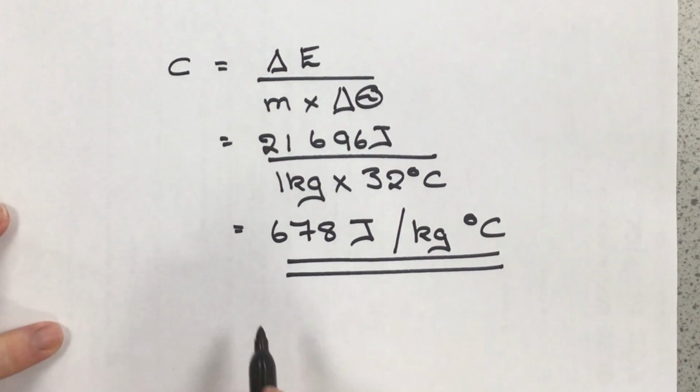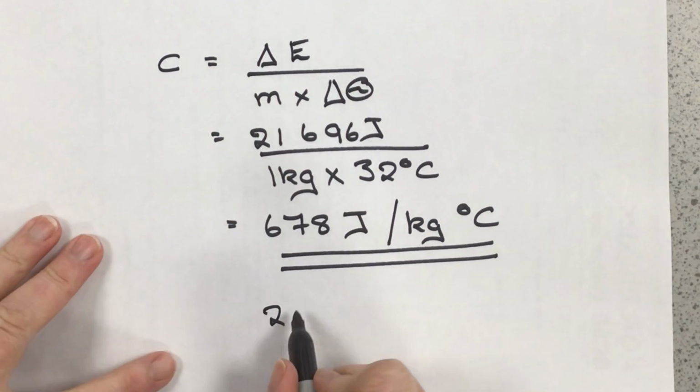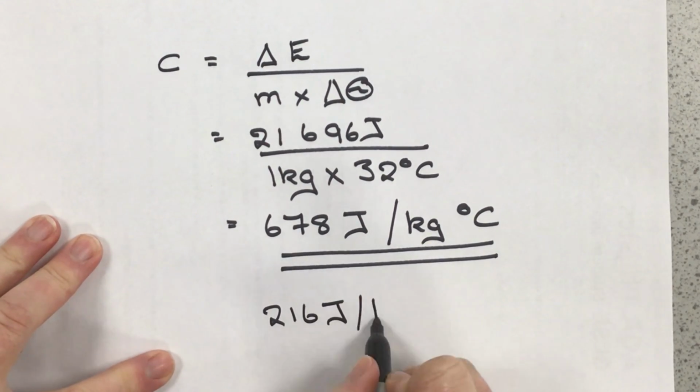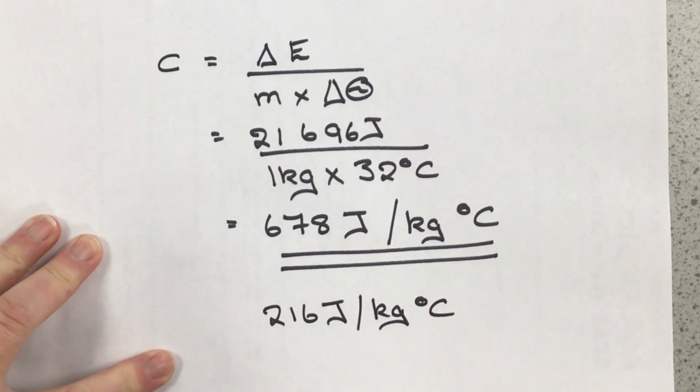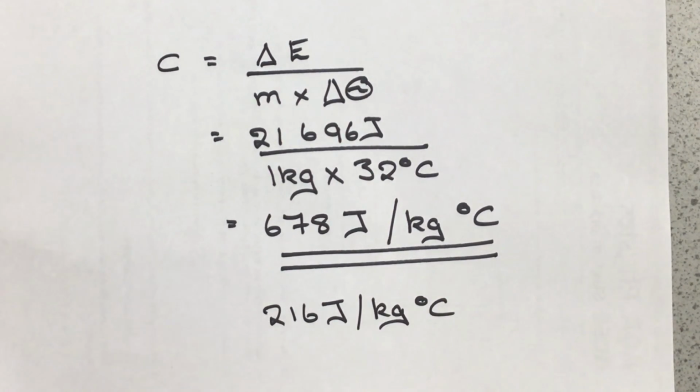The actual value for specific heat capacity of steel is 216 joules per kilogram degree Celsius. You can see our value is significantly higher, and that's because we lost lots of energy as heat to the room. Can you think of a way that we can lose less heat energy to the room and use more to heat up our steel?